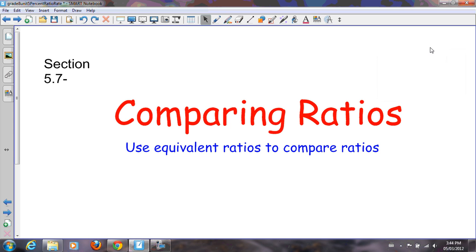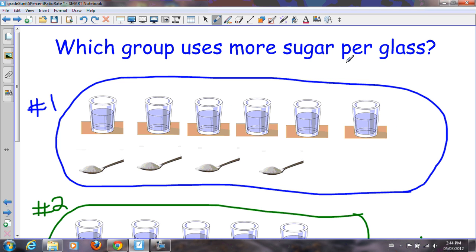Section 5.7, Comparing Ratios. In order to compare ratios, you must be able to use equivalent ratios. For example, 1 to 2, you should be able to change that fairly easily to 2 to 4, just by multiplying it by 2 or by whatever you need. So let's look at this one here.